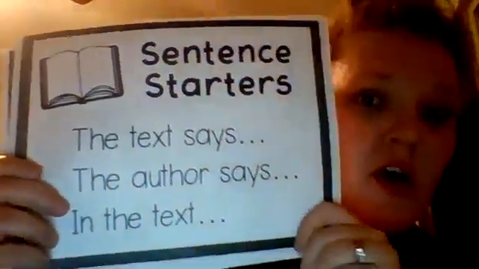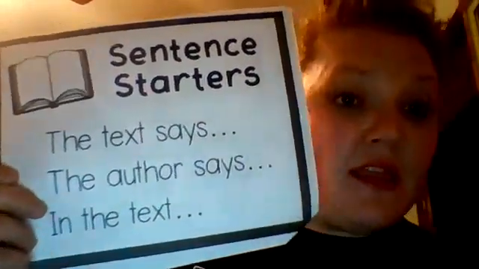Now, if you go back to the beginning of your paper, remember, R stands for restate the question. Take out the question words. A stands for answer it. And C stands for cite, using text evidence. If you go to the back, there's a page of sentence starters for you: the text says, the author says, or in the text. When you do your RAC, remember R and A are one sentence. They go together. You restate and you answer your question in one sentence.